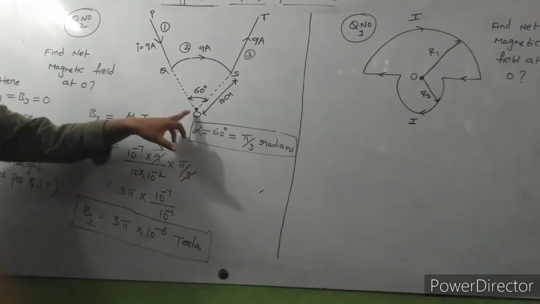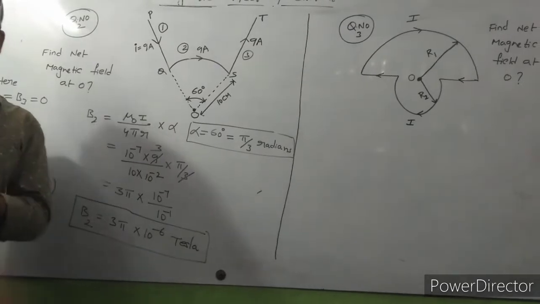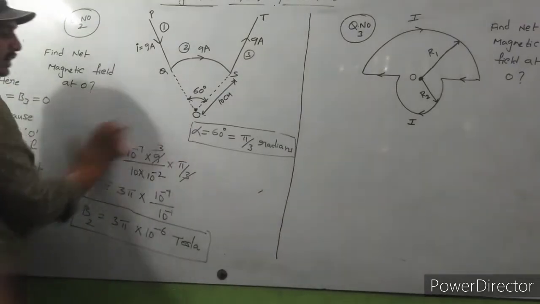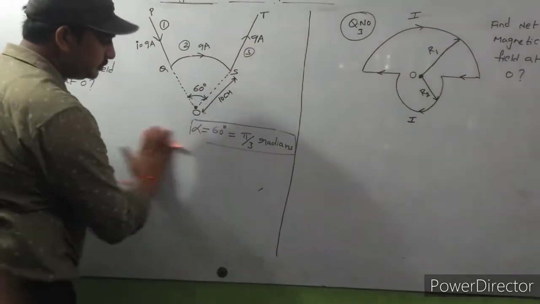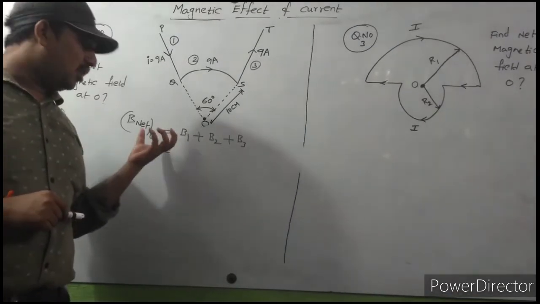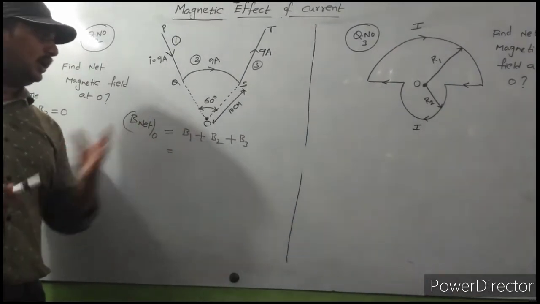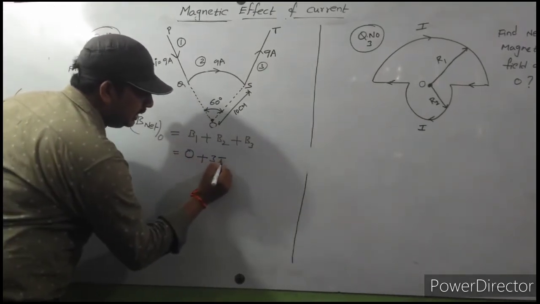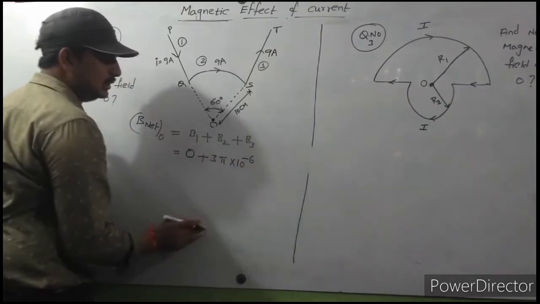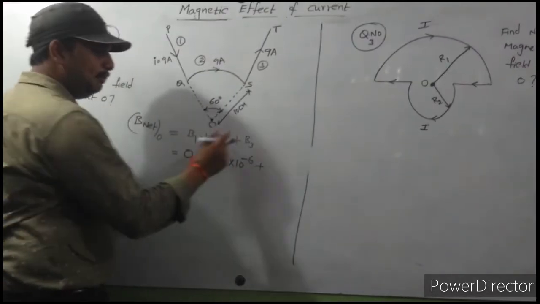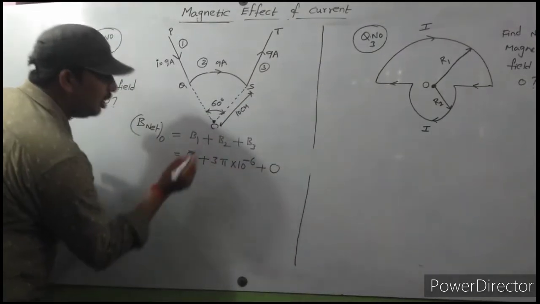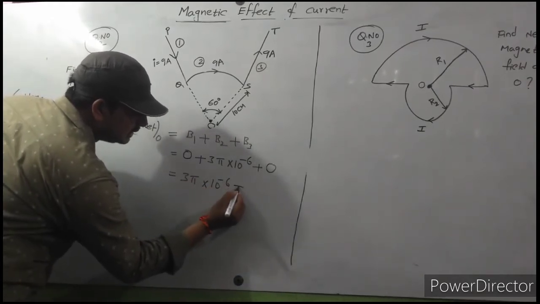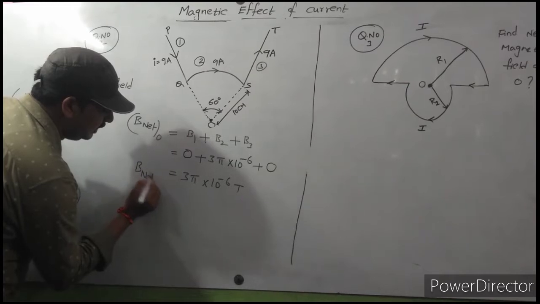So finally, the net magnetic field acting at O. Observe here: B1 is 0, B2 is 3 pi into 10 power minus 6 Tesla, and B3 value is 0. So finally, what we got is the net magnetic field at O is 3 pi into 10 power minus 6 Tesla.